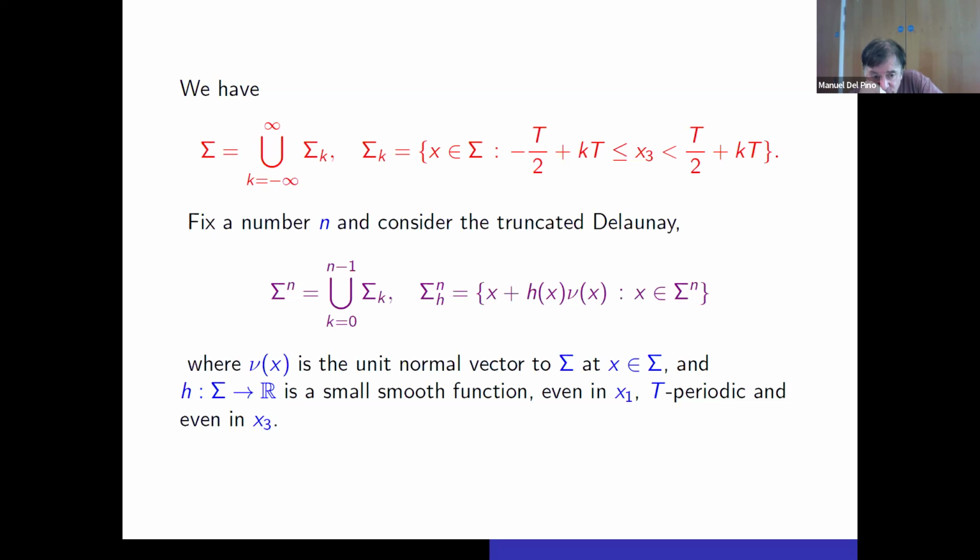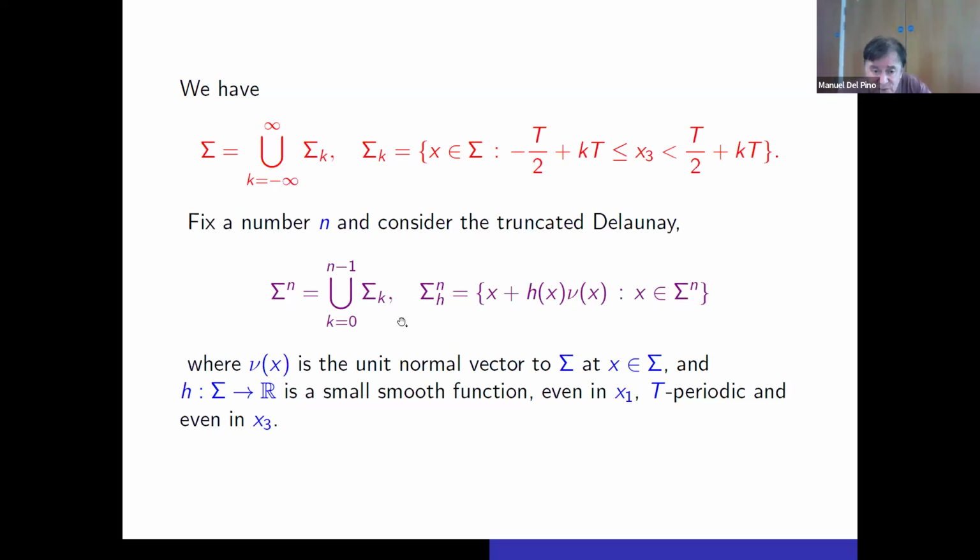Now, let me do the following. I will fix a number n. In fact, I am interested in taking large n, and considering the truncated Delaunay surface defined simply as the union of the sigma k from k equals 0 to n minus 1. So I pick n of these cells and put them together, and I cut them from 0 to the left and from n to the right. This is what my sigma n describes.